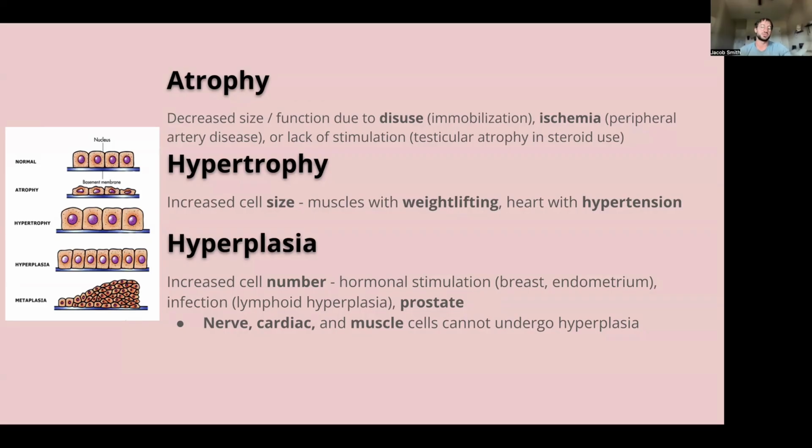And then there's hyperplasia, which is increased cell number. The only cells that can't undergo hyperplasia are nerve, cardiac, and muscle cells. So typically hyperplasia is in response to hormonal stimulation. So estrogen on the breast or endometrium, the DHT on the prostate, or it could be due to infection, but really only with our white blood cells, lymphoid hyperplasia. You can see that in the appendix, and that's what causes appendicitis in kids as well.